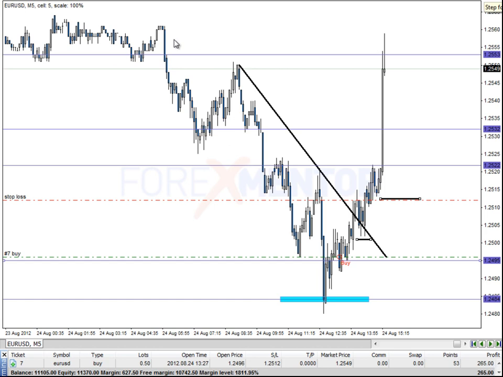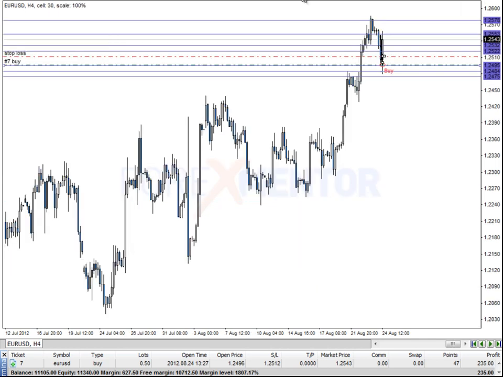Okay, so big spike up, showing a bit of rejection here. You could even take full profit here if you wanted to. I really like this nice release up. I'm just looking at the 4 hour here quickly.